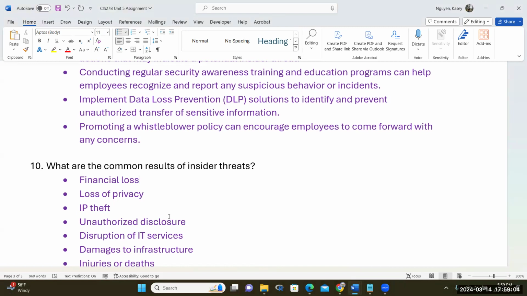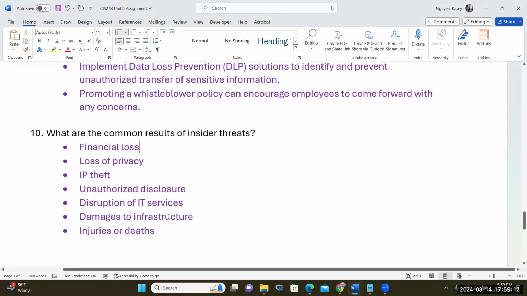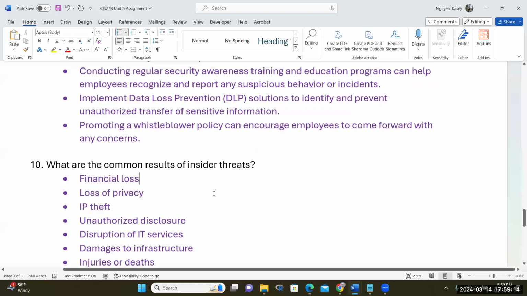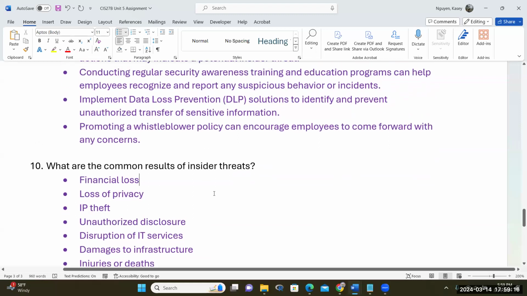Disruption of IT services, so that can cause some of the system to stop working or the service to stop working. Damage to infrastructure. And then injuries or death in the case of, you see, workplace violence, right?